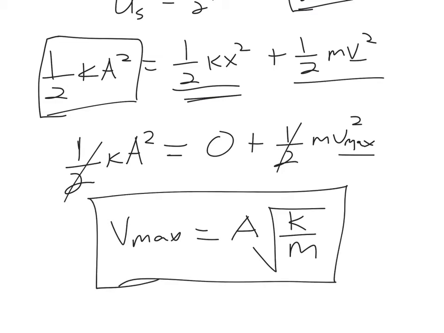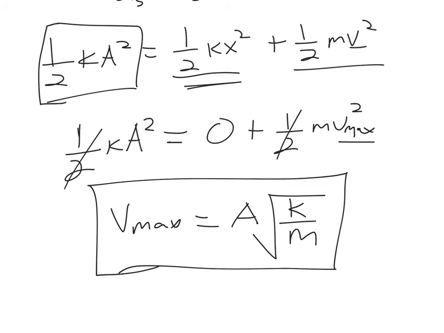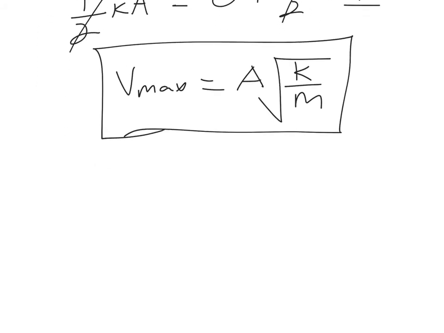Now, we had a Vmax equation before in the other lecture about simple harmonic motion. We had that Vmax could also be calculated with this formula, 2 pi times frequency times amplitude. Remember that one? Well, let's set these things equal to each other.